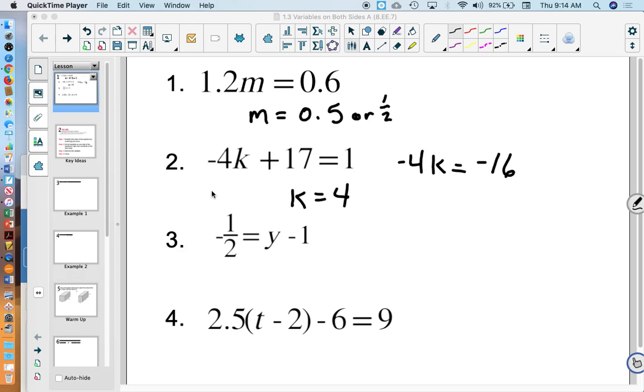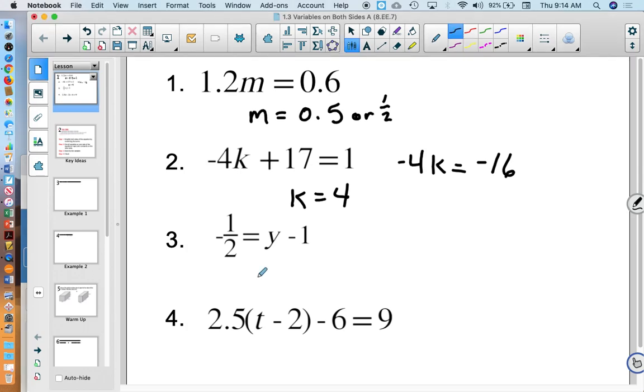Negative 1/2 equals y minus 1. What is the solution for y? What is y? Y equals 1/2. Is it 1/2? Yep. Because negative 1 minus 1/2 equals 1/2.